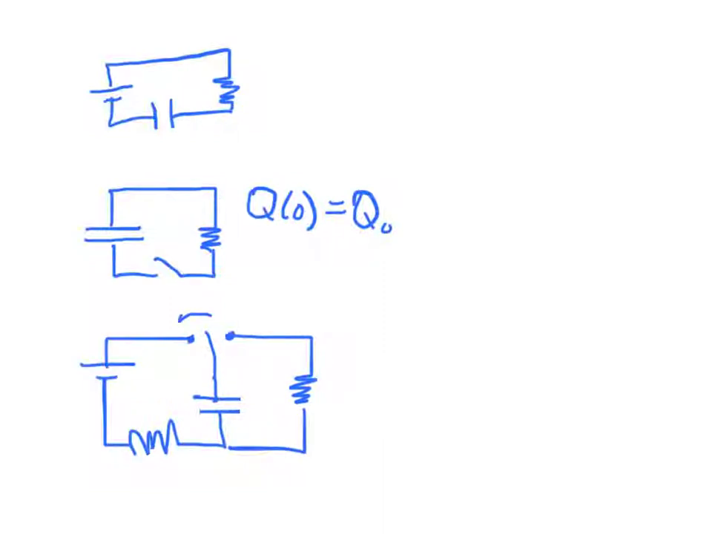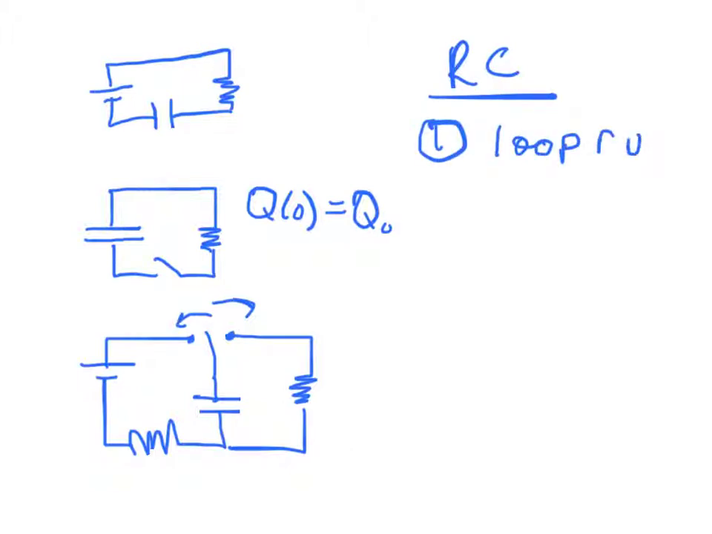Right? If this switch is thrown to the left, it's a charging circuit. If that switch is thrown to the right, it's a discharge circuit. And there are lots of variations on this, but that's basically what we're talking about, RC circuits. And steps for an RC circuit, 1, write the loop rule. 2, the current is the rate of change of charge on the capacitor.